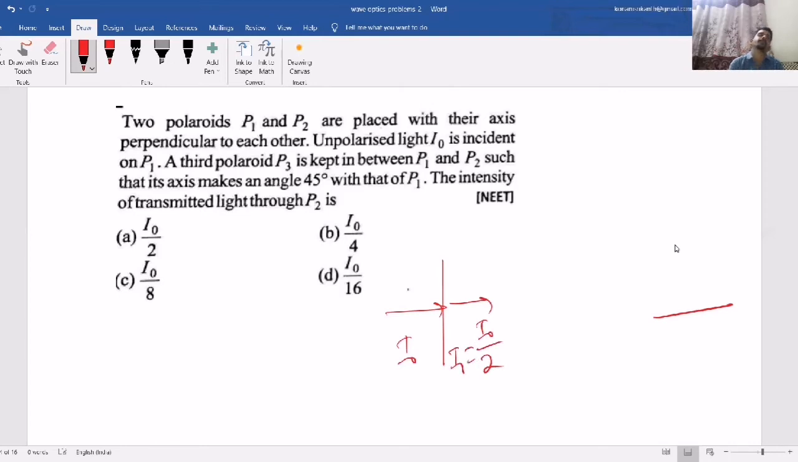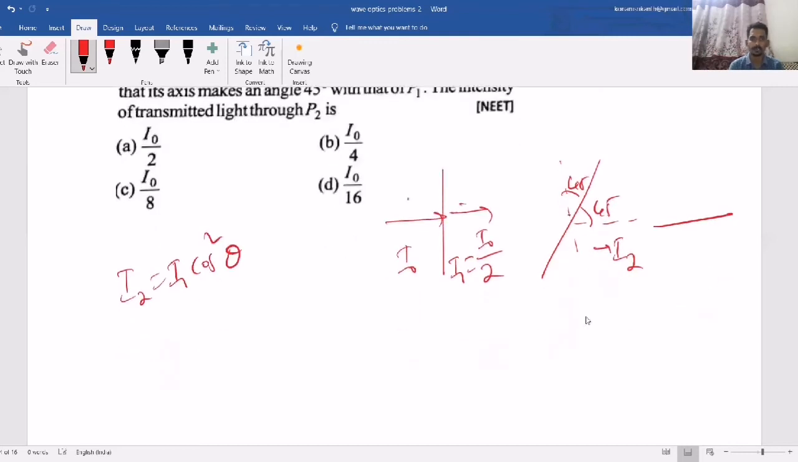Let's take this as I1. Now the third one you placed at an angle such that it is 45 with this and 45 with this. So how much intensity will come out? Let's take I2. Then what is the I2 formula? I1 cos square theta, where theta is 45, between this and this. So I2 equal to I1, which is actually how much? I0 by 2 into cos square 45. 1 by root 2 whole square means 1 by 2. So I0 by 4. This much intensity emerges out of this one. Now this will fall on this one.